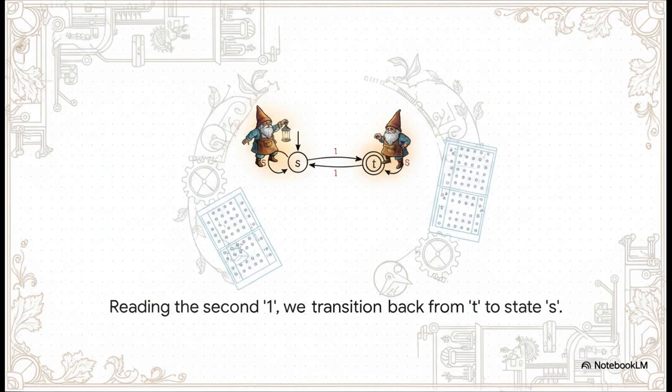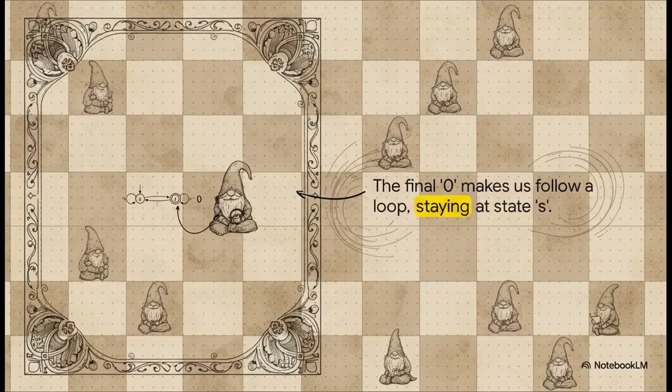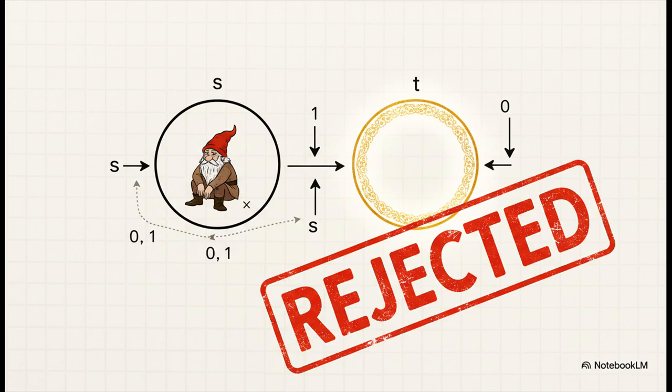Next up, the second 1. Well, our gnome is now in state T. He looks at the rule for reading a 1 from here, and that arrow points right back to state S. So back he goes. And finally, he reads the 0. From state S, the transition for a 0 is just a loop that points right back to itself. So our gnome doesn't go anywhere. He just stays put. And that's it. We've reached the end of the string, and our gnome has ended up in state S.